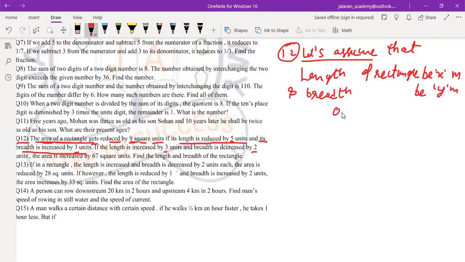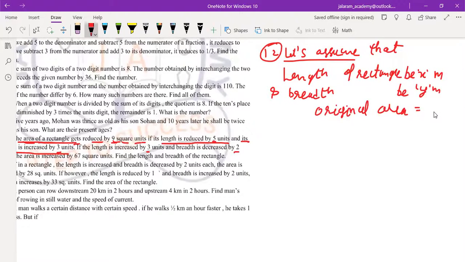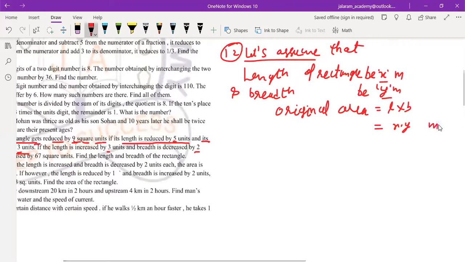One more thing, it is given that the area of the rectangle gets reduced. So what was it originally? We have to write the original area also, as we have done in questions involving numbers of 2 digits. First we assumed the units digit is y, tens digit is x, number is 10x plus y. Similarly here, length of rectangle x, breadth of rectangle y, and original area is length into breadth. Always write the formula: xy meter square. Don't forget to write the units. Original area is xy meter square.